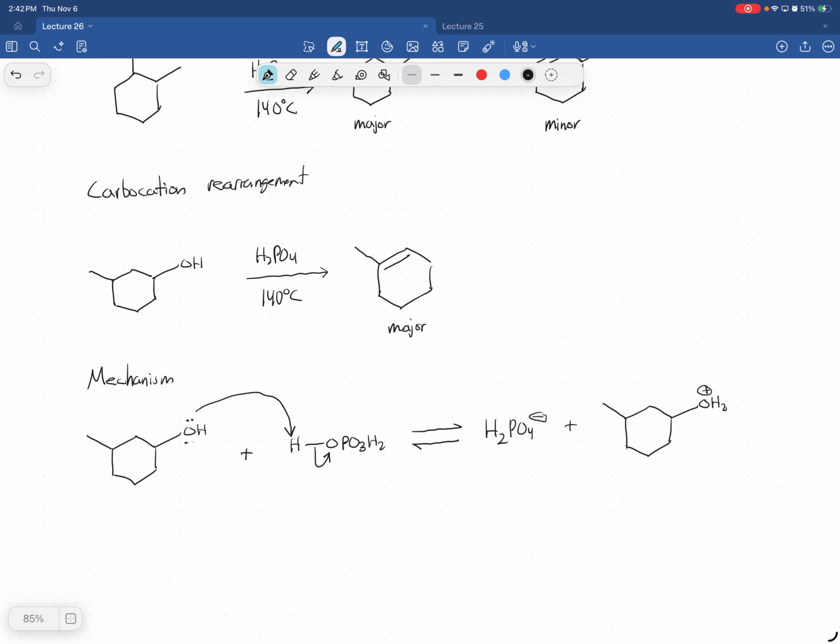So what's the next step here? I can't just form the alkene right away because it'll be in the wrong position. It won't be next to the methyl group. So what happens first?